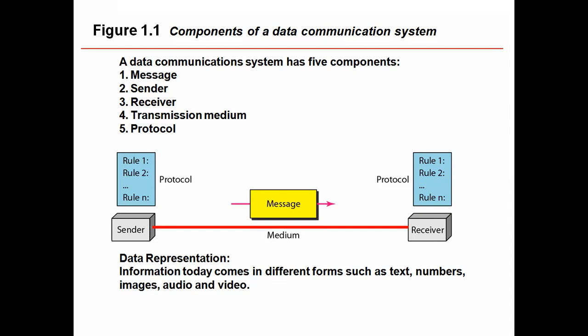Here the data may be a text message, a number, an image, an audio signal, or a video signal. Any data can be sent through the channel. Anything we want to send, we can send. The only thing is we should have all these 5 components: message, sender, receiver, transmission medium, and protocol. These are the basic things we need for data communication.